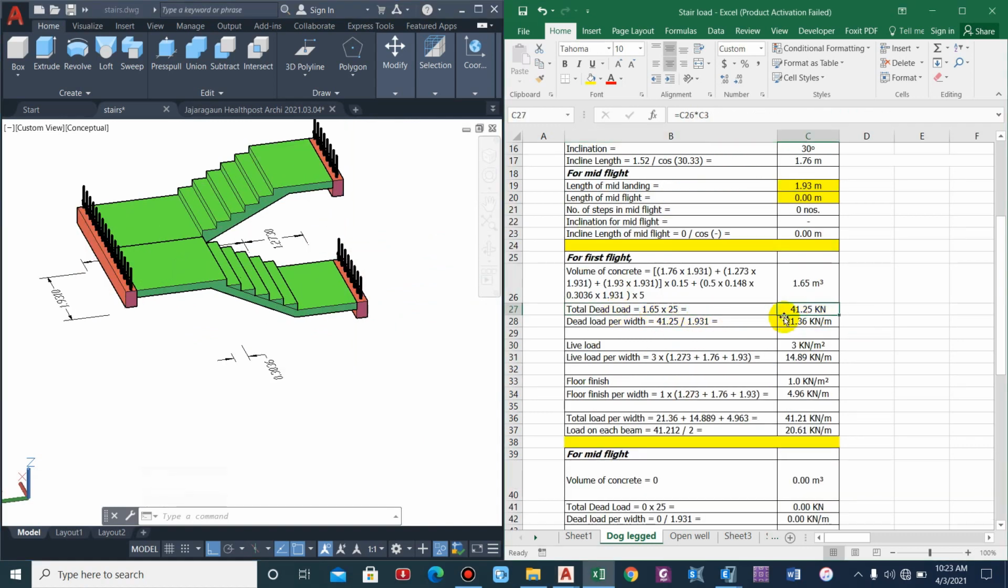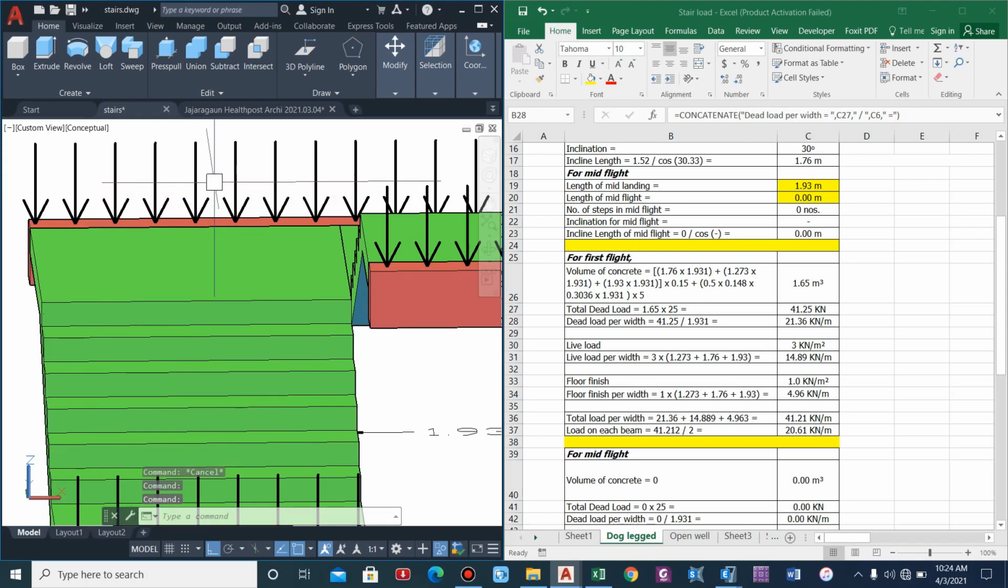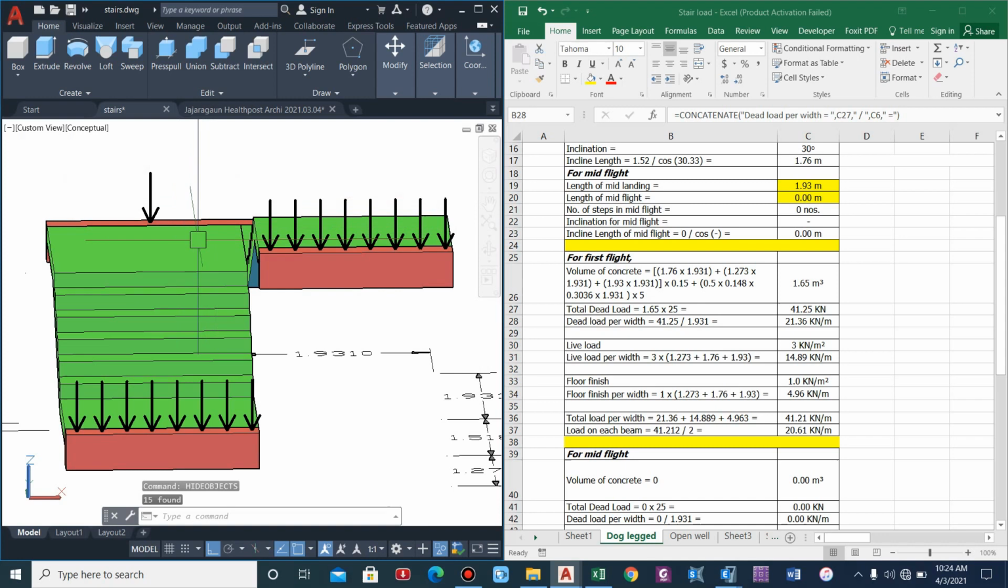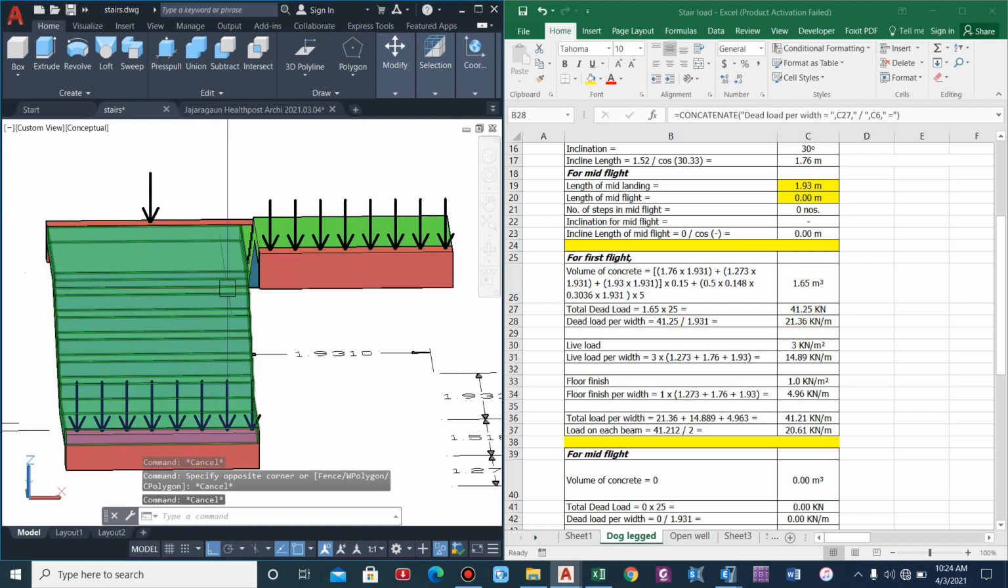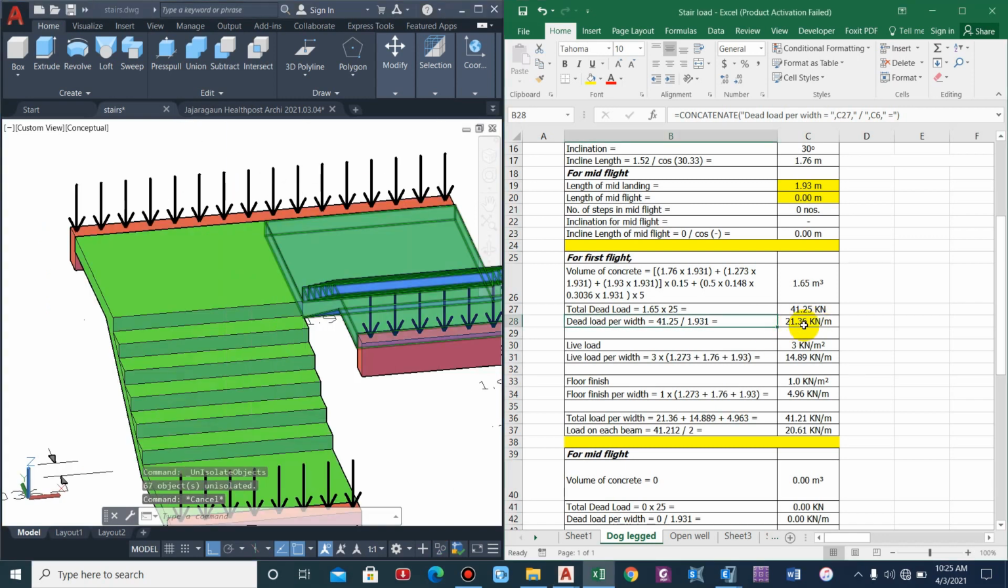1.65 into 25, that is volume into unit weight of concrete, then we'll get 41.25. Dead load per width: so this is a point load. Let me show you over here. Now I have to distribute this on the beam. Then what I will do is divide this point load by the width up to which the load has to be distributed. 41.25 divided by 1.931, that is the width of the staircase. So what we'll have is 21.36 kilonewton per meter. So this is the dead load per width.